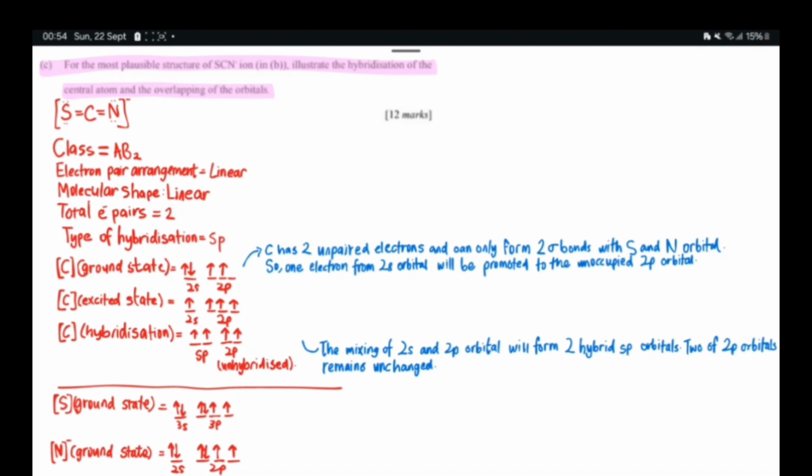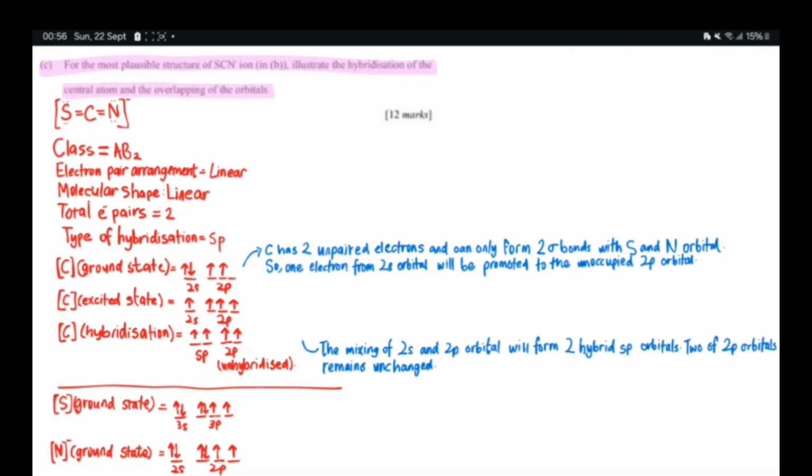So based on our Lewis structure that we got, we can see that S has a double bond with C and nitrogen also has a double bond with C. So this would equate to 2 sigma bonds, one between S and C and one between N and C. And then we will also have 2 pi bonds, which is also one from S and C and one from N and C.